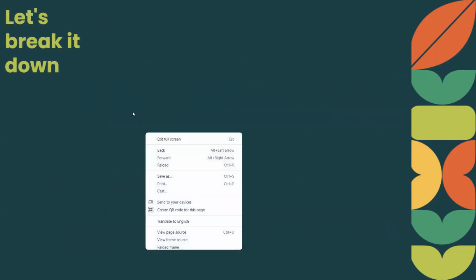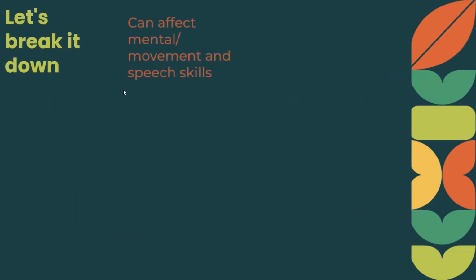So let's break this down. It can affect mental, movement, and speech skills. Each child will have different needs. Again, like the other ones, but this is probably the one where it's most broad because there are so many different aspects to it. So you need to really understand how the cognitive delay is affecting your students and then what you need to be doing to deliver the best tutoring for that student.